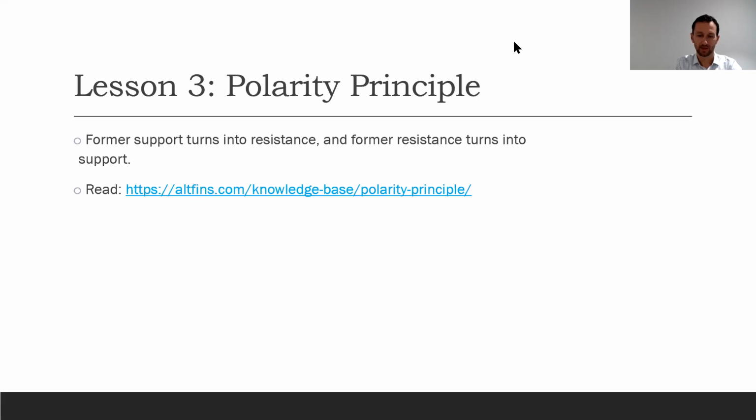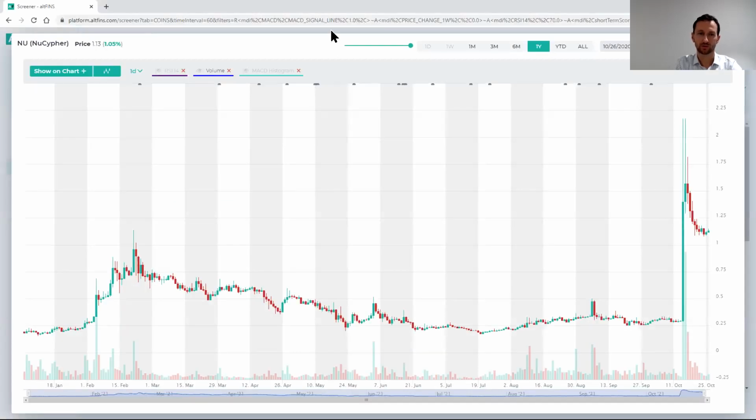So let's get back to this situation. We have a polarity principle here because back in the early spring of this year, the price shot up all the way here and was rejected right here. This was the all-time high, and then it just went down from there.